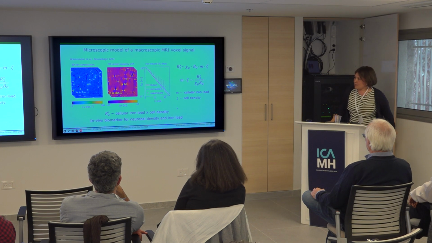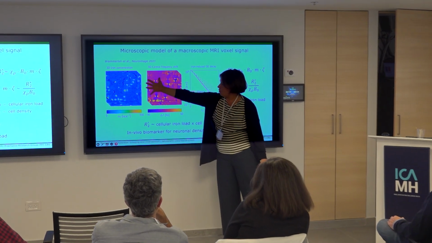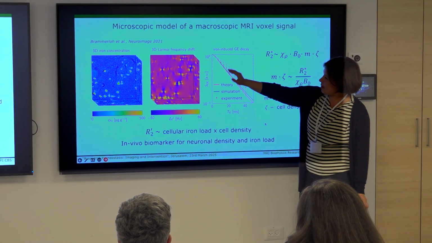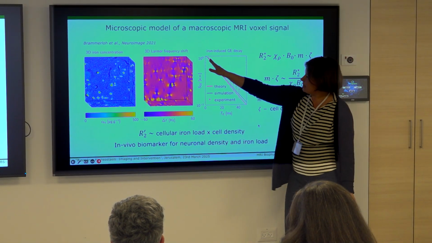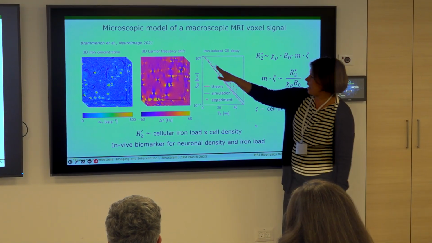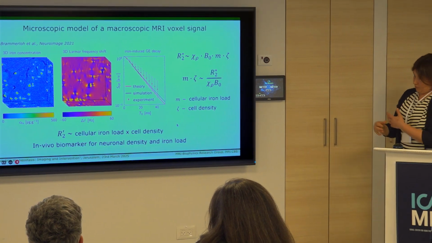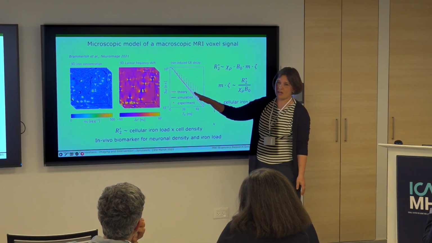So what we performed here, we mapped all the cells in one voxel, created the model, and then compared the performance of the analytical model, shown here in red. The black is the Monte Carlo simulation, and the brown is the experiment. You see that they compare quite well.